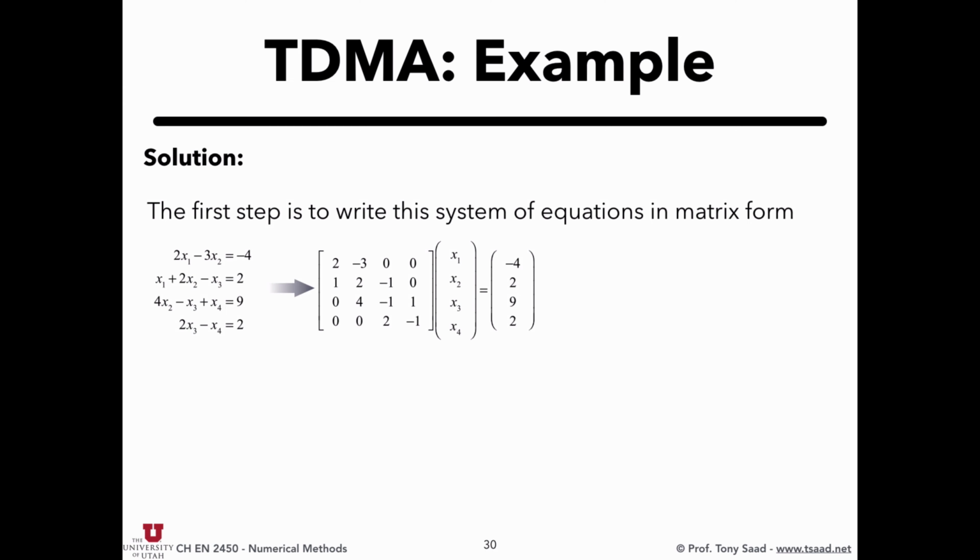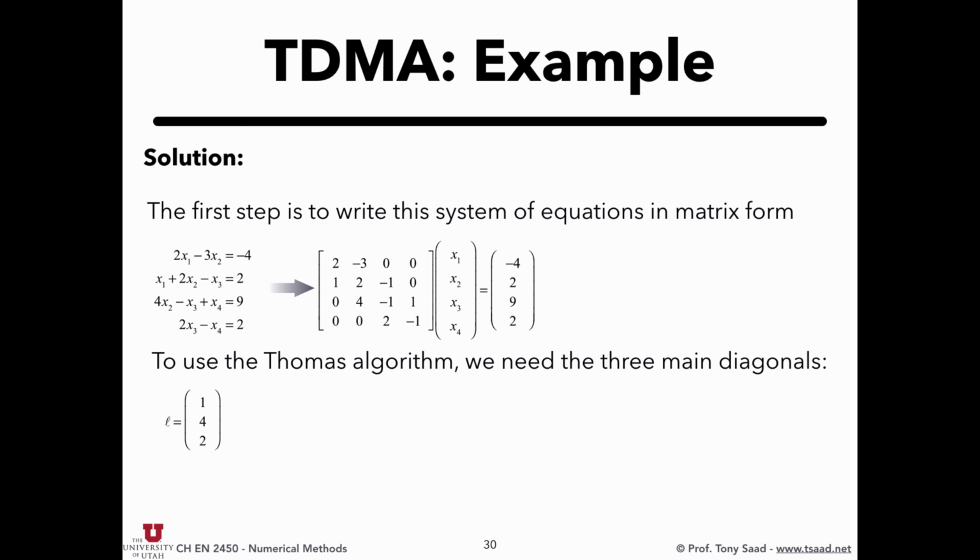x4 equals 9, and then 2x3 minus x4 equals 2. And you see how this is constructed. The way you could do this is start by writing out the column vector of the solution vector of the unknowns, x1 all the way to x4, and then build your matrix.